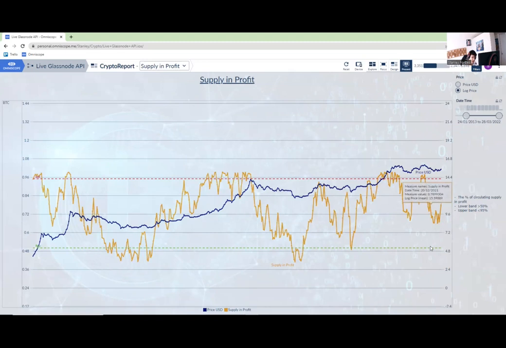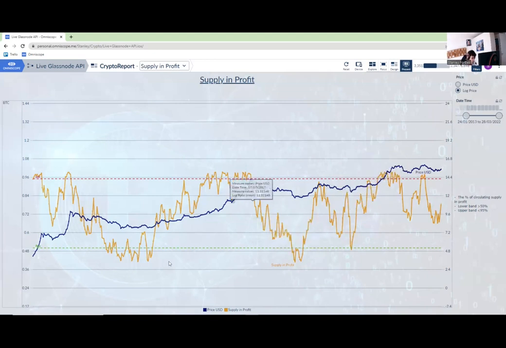So essentially what this says is that when less than 50% of the supply of the coins are in profit, then it's usually an extremely good time to buy and to get in, because not enough market participants are in profit, and so they are going to hold on to those coins until they are in profit and not sell. That is the reasoning behind it.